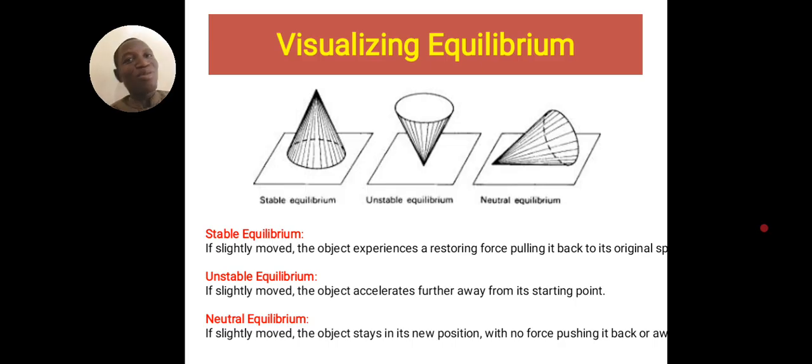It moves away, it won't come back, unlike the first one. So that's what we call unstable equilibrium.